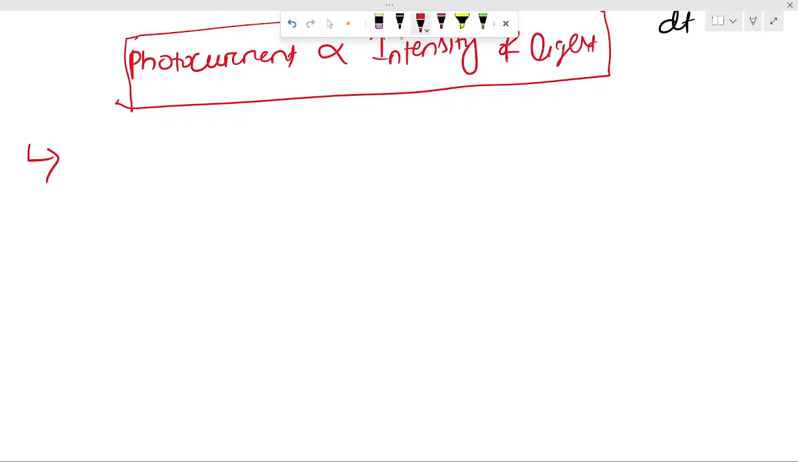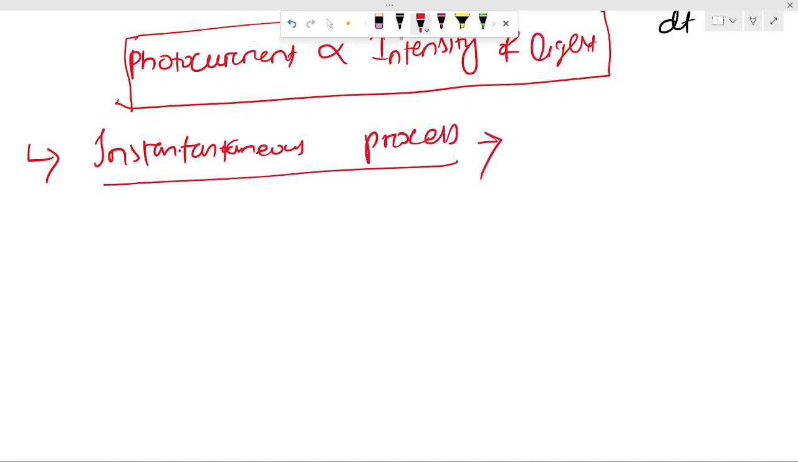One more important thing is that this is an instantaneous process. The whole phenomenon of the photoelectric effect is an instantaneous process, where there is no time difference between the incident radiation and the electron ejection. By instantaneous process, what does it mean? It means there is no time difference.